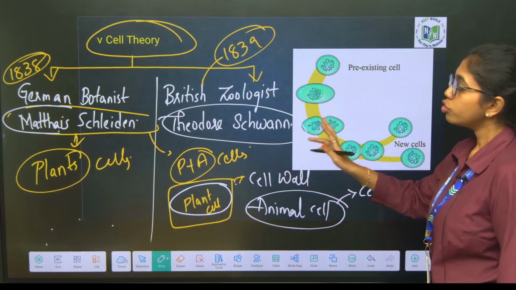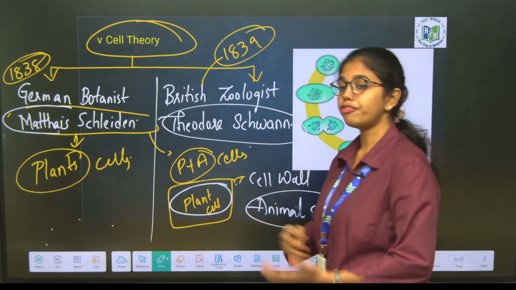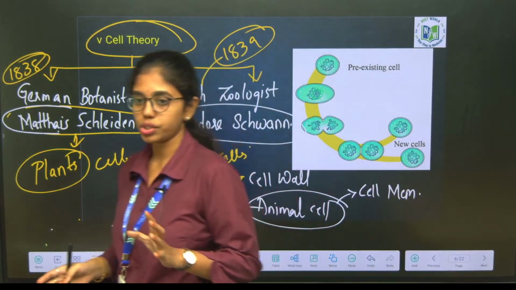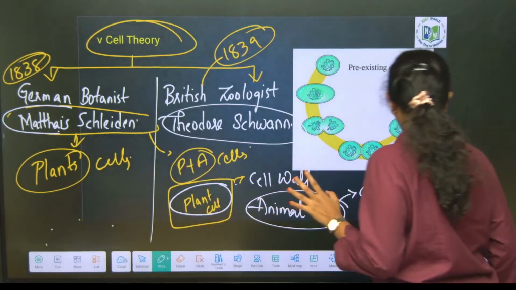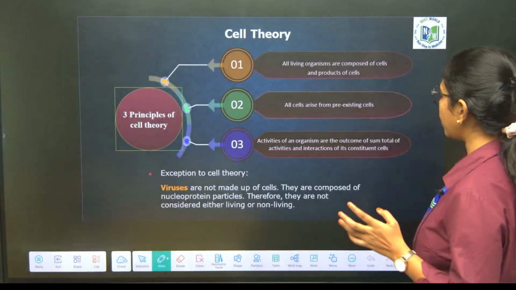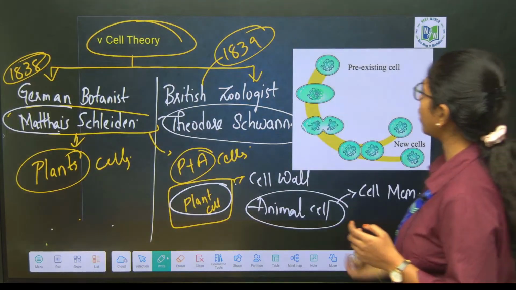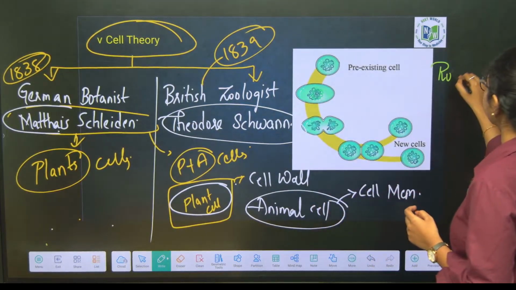Clear right now? So both of the scientists have failed to explain one point: how new cells are formed. Both of the scientists have failed to explain. So how new cells are formed is explained by whom? Rudolf Virchow.